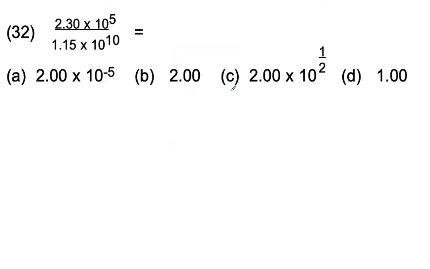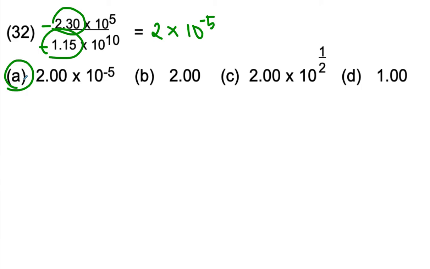Alright, let's look at number 32. Now, in this case, notice that these are all multiplications, so we can multiply these two things together. Divide, right? So 2.3 divided by 1.15. Did you realize that this is double of this one? So we're going to get 2. When you divide with the same base, what are you going to do? You're going to subtract the exponents. So we get multiplied by 10 to the 5 minus 10. We get negative 5. So we get choice A as the answer.